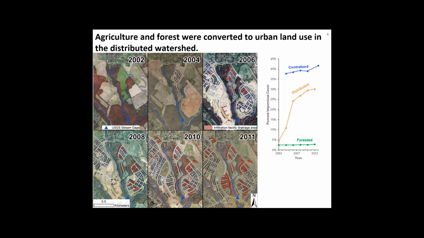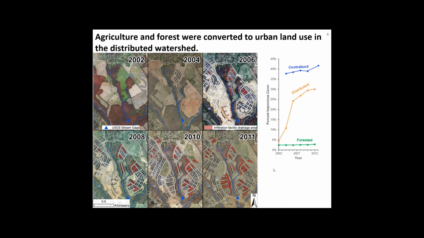the distributed stormwater management watershed. So in 2002, it was predominantly an agricultural landscape, and then over the course of 10 years or so, the watershed was developed into suburban development. And you can see the construction phase starting in 2004, and then expanding in 2006 and 2008, and then in 2010, the watershed kind of is in its current state. And then the red areas on here show the impervious area that drains to an infiltration facility within this watershed.